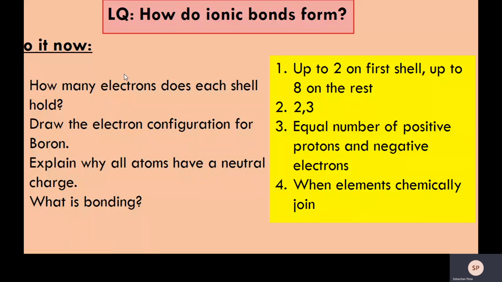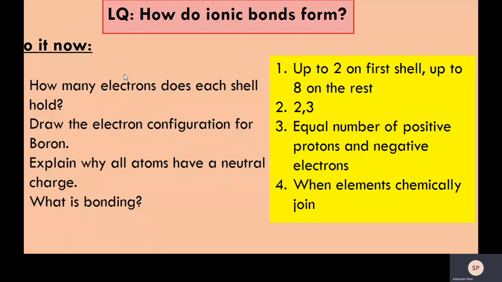Up to 2 electrons can go on the first shell of the atom. This is because the shell is quite small, so only 2 can fit. Then you get 8 electrons on the next 2 outer shells, so on the second and the third outer shell. That's what you need to know for now. The electron configuration of boron is 2, 3. That means there are 2 electrons on the first shell, and then there are 3 on the second shell.